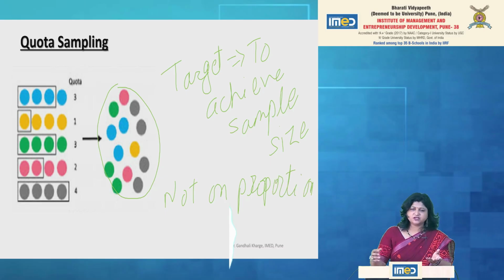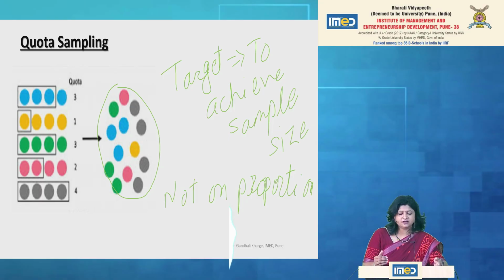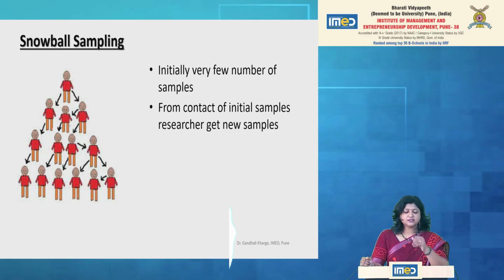Okay, it is not always proportion based, but it is a proper representation of each and every quota, right? Means here the target is to achieve sample size with proper representation of each and every quota. It may be a small representation, it may be large, but representation of the quota is there. And again here there is no hard and fast rule on how much proportion to consider while selecting the samples. Then next is snowball sampling.